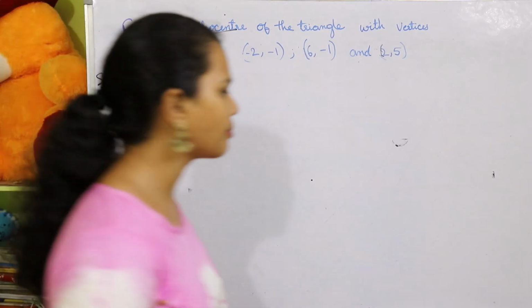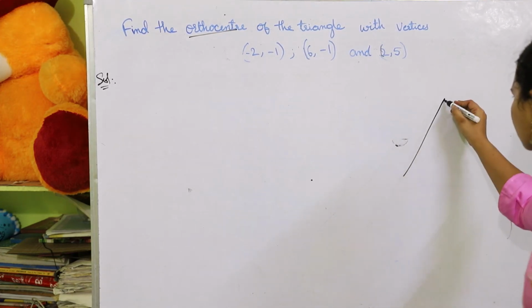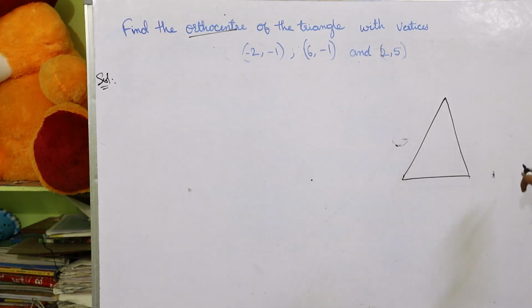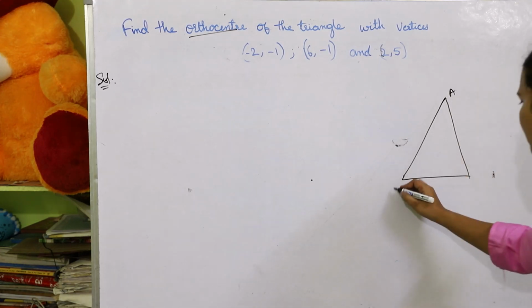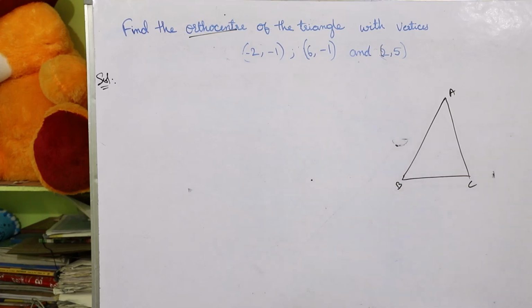What is the orthocenter? Let us make a triangle and learn what it is. Here we have a triangle. Let this be point A, this be point B, and this be point C.